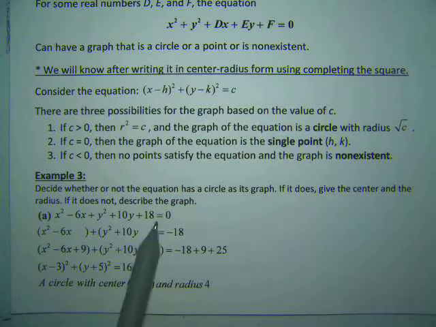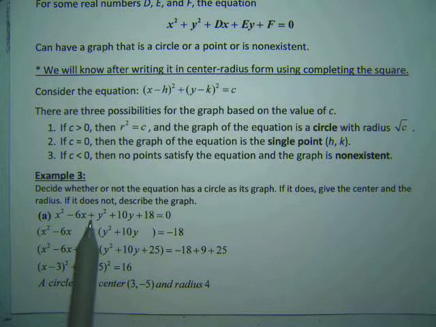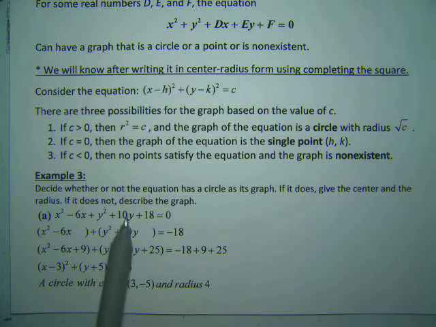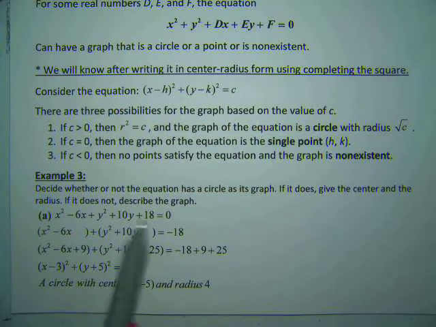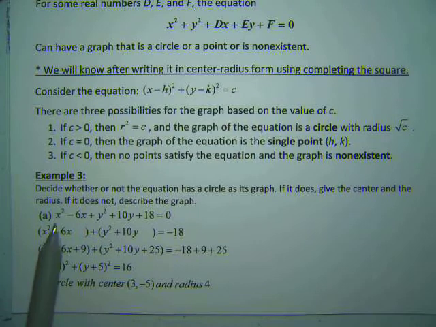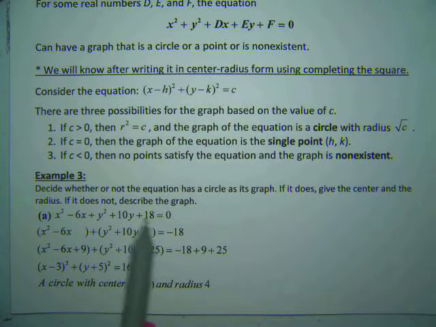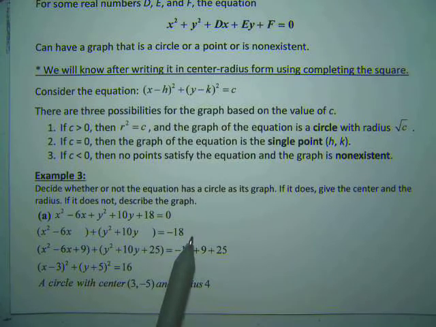So here's my equation, and I put it nicely for you: x squared minus 6x plus y squared plus 10y plus 18 equals 0. We need to complete the square in the x and the y. So we keep the x's together, and the first step, which is cosmetic, is to keep a space for completing the square, put the y's together, keep a place to complete the square, and move the constant to the right hand side.